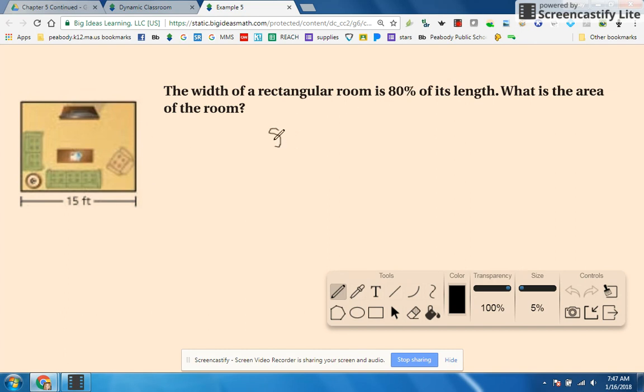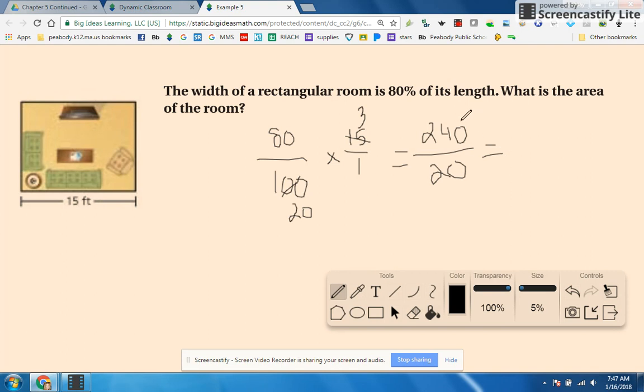So that means I'm going to write 80% as a fraction and multiply it by the length, which is 15. So we would write 15 as 15 over 1. Okay, now we can cross cancel. I'm going to divide these both by 5. So I'm going to get a 3 and a 20. Multiply them across. 80 times 3 is 240. 20 times 1 is 20. All right, and then I'm going to simplify this. I'm going to just take a 0 off of both of them because that means I'm dividing it by 10, and then 24 divided by 2 is 12. So that means that the width is 12. And that's the first step.